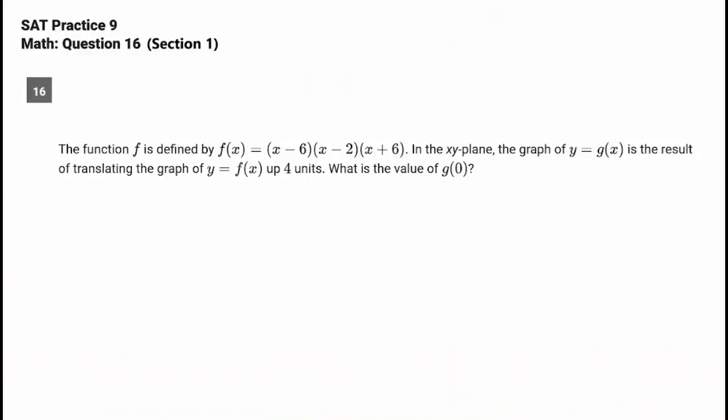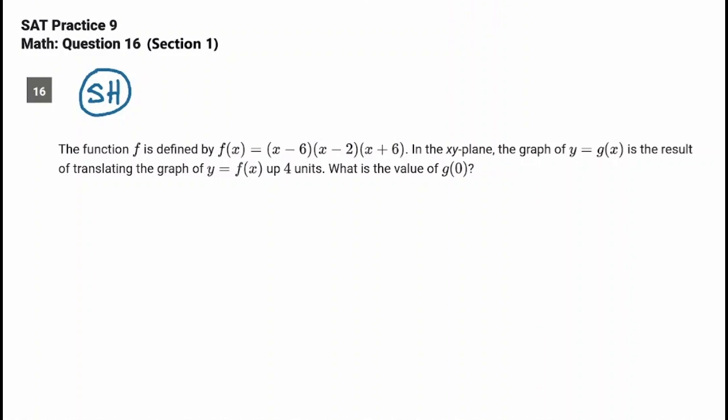We're on SAT Practice Test 9, Math Section 1, Question 16. What's the level of difficulty here? It's definitely hard. A lot of people are going to look at this thing, they're going to see this crazy looking function, they're going to think it's stupid hard. That's fine. It's totally gettable.